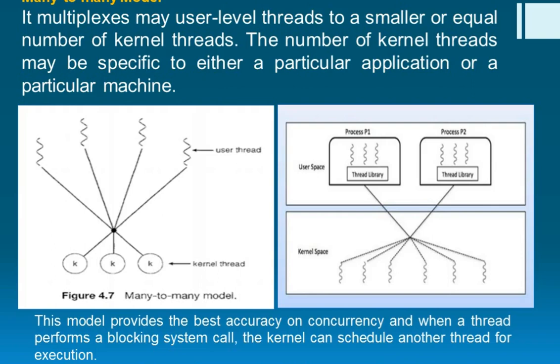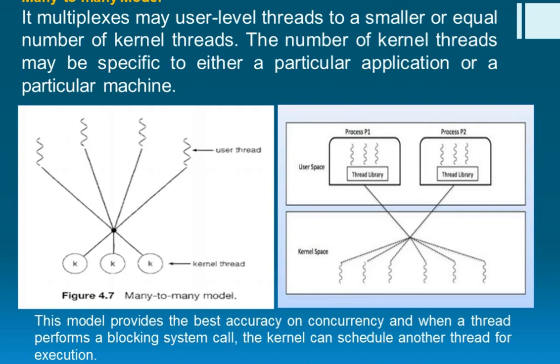The third one is the many-to-many model. It multiplexes many user threads to a smaller or equal number of kernel threads. The number of kernel threads may be specific to either a particular application or a particular machine. We have here the 3 kernel threads and the 4 user threads.